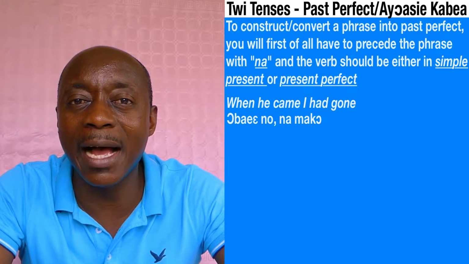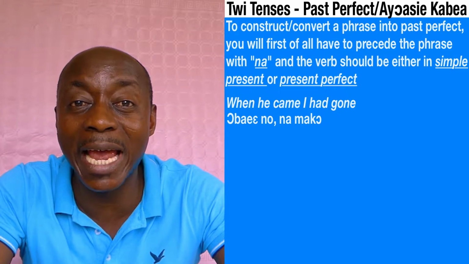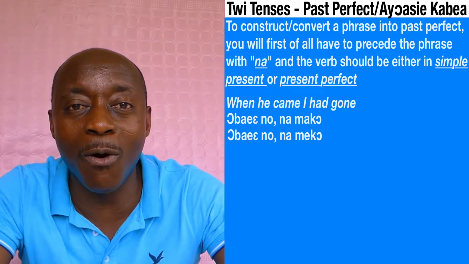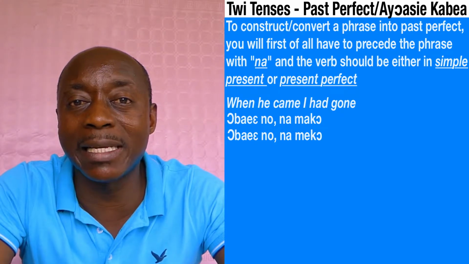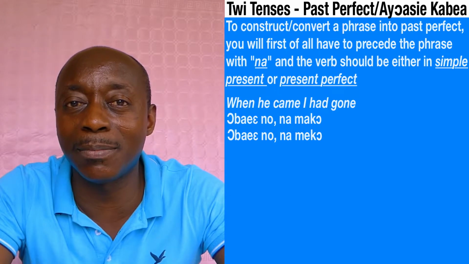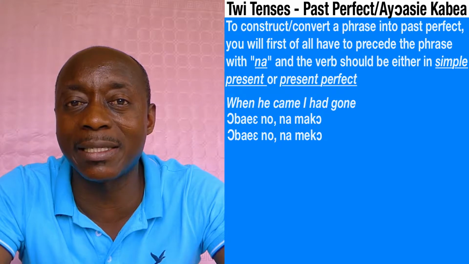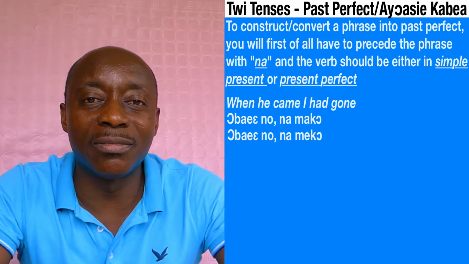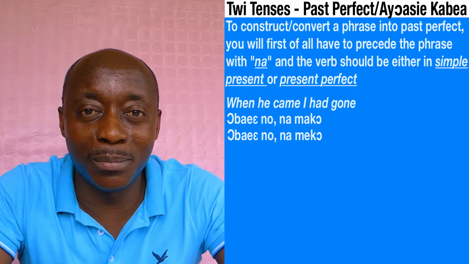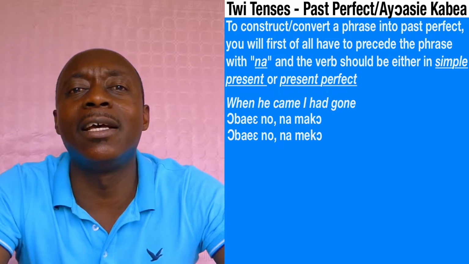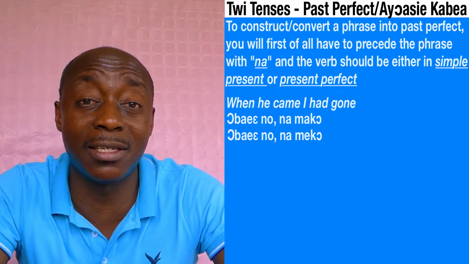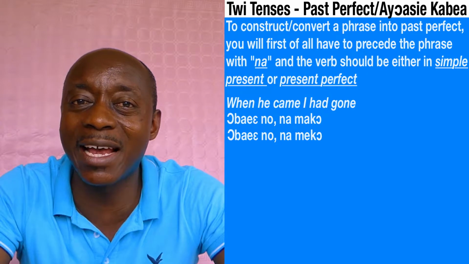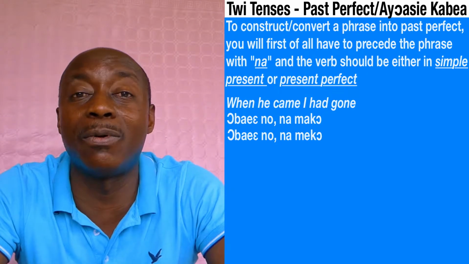I can also say this statement in a different way when I want to mean that when he came, I had gone but had not returned. I will say Obaeno na meko. Meko is in the simple present tense, not present perfect. So in this case, you either make use of the present perfect or simple present tense. But in most cases, you have to make use of the present perfect tense. Only in rare cases do you make use of simple present tense.